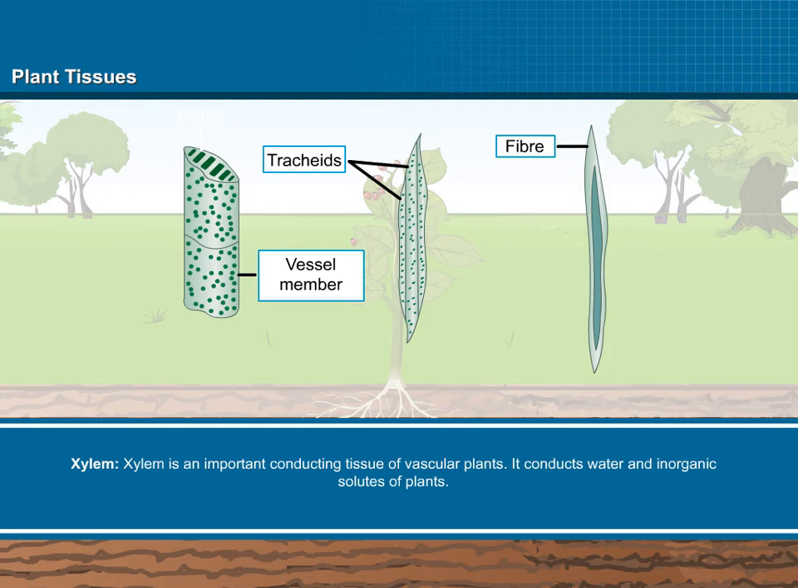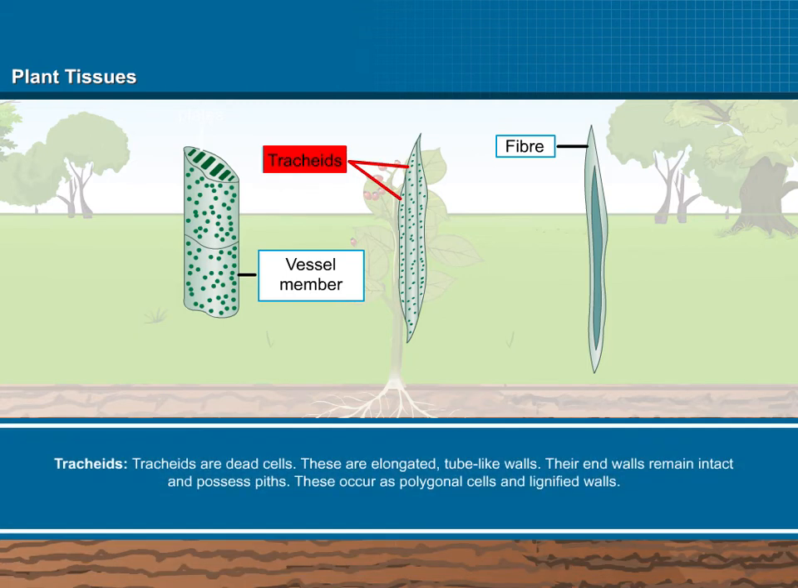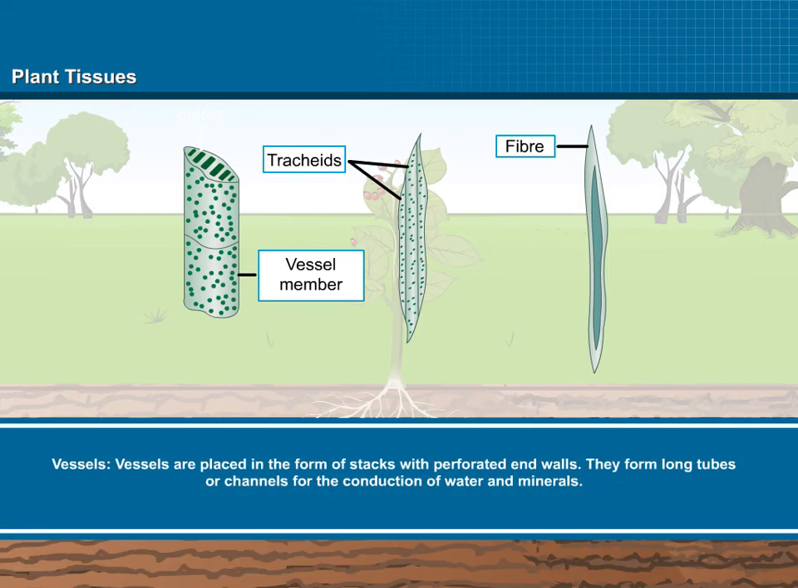Xylem. Xylem is an important conducting tissue of vascular plants. It conducts water and inorganic solutes of plants. Tracheids. Tracheids are dead cells. These are elongated, tube-like cells. Their end walls remain intact and possess pits. These occur as polygonal cells with lignified walls.